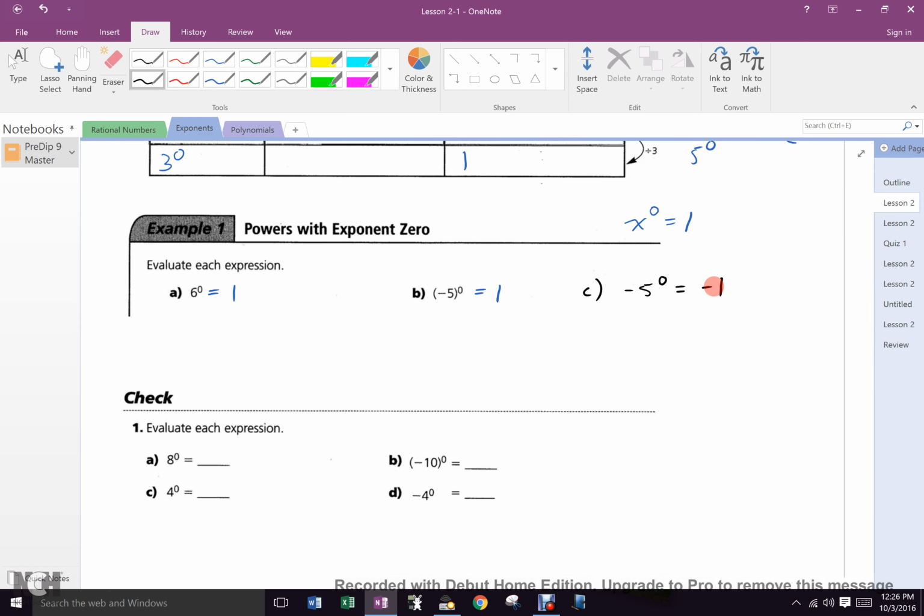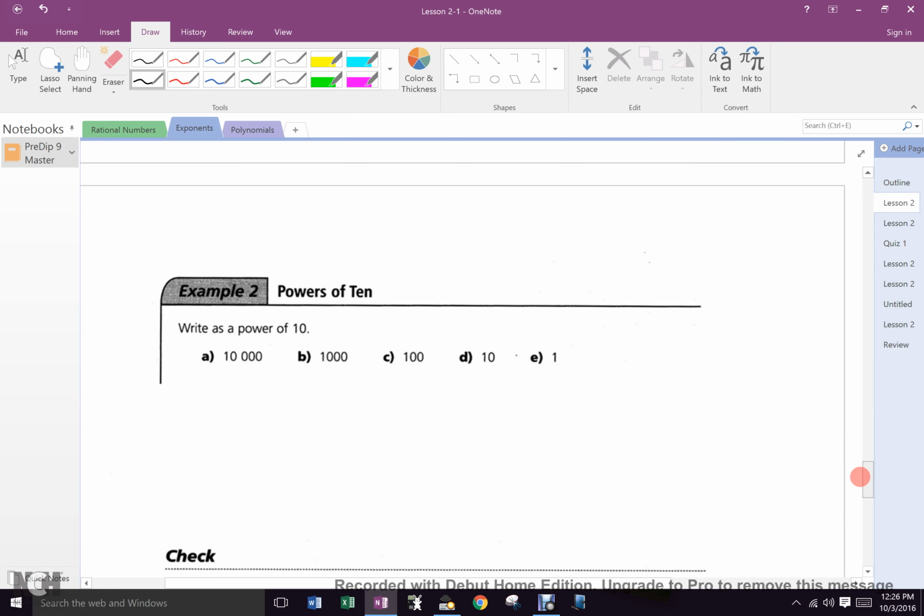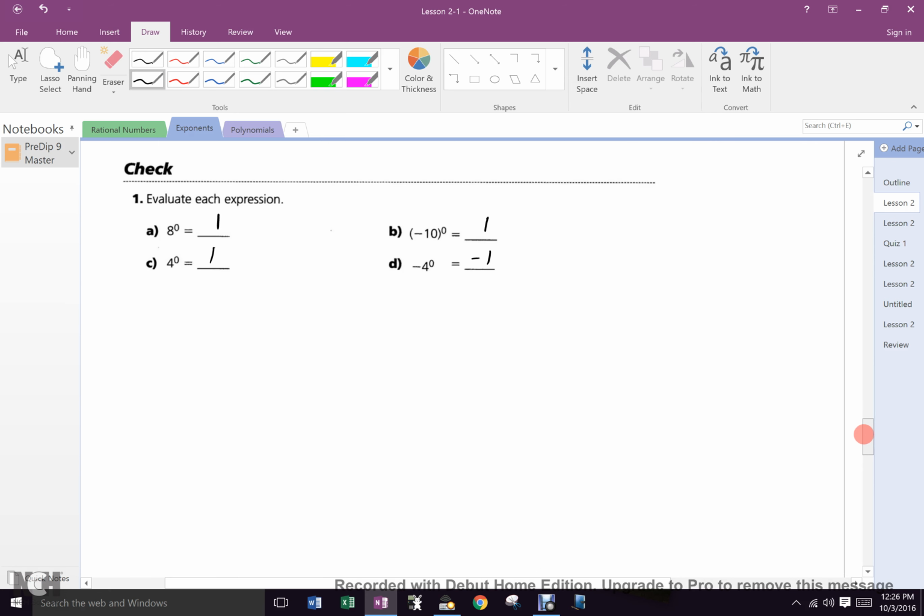Okay? Okay. So 8 to the 0 is 1. Negative 10 to the 0 is 1. 4 to the 0 is 1. But negative 4 to the 0 is? Negative 1. No fooling you guys. You're brilliant.